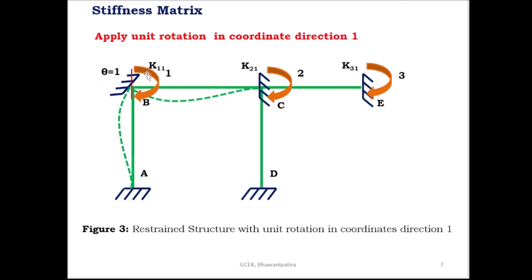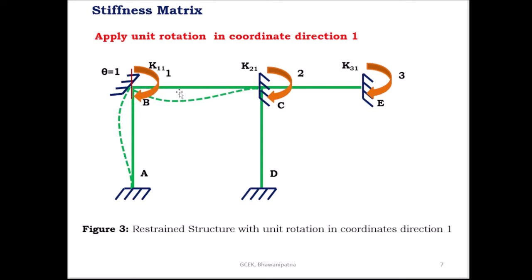Here K11. K21 is the force at coordinate 2 due to unit rotation at coordinate 1. And K31 is the force at coordinate 3 due to unit rotation at coordinate 1. So find out K11, K21, K31. When you find out K11, you have to find it from this span and from this span.